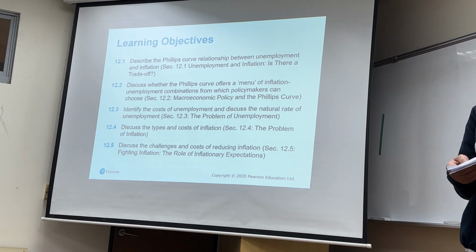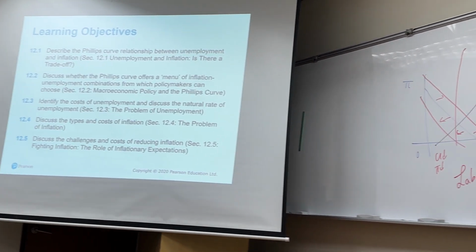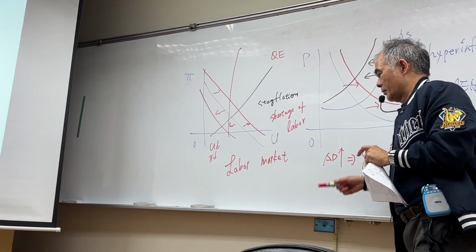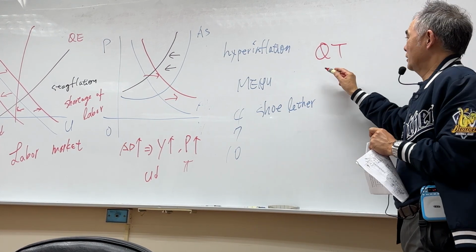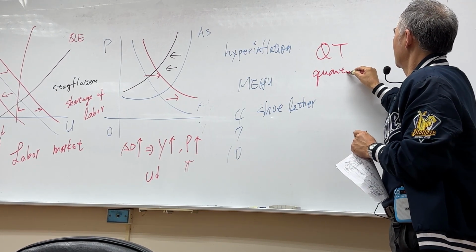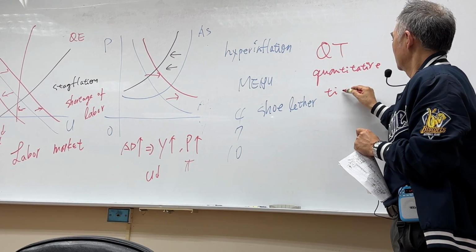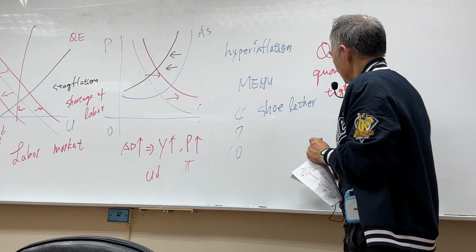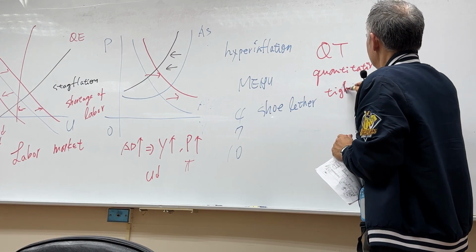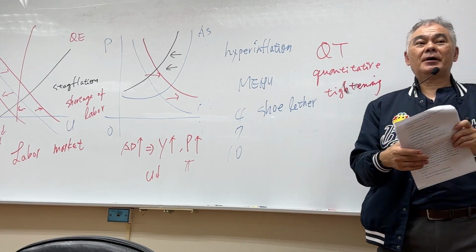Exactly. Okay? So, if you want to increase inflation, stimulate the economy, you use QE, okay? And you want to reduce inflation, okay? What do you do? You use QT. So what is QT? Quantitative tightening. Just like Japan, right?